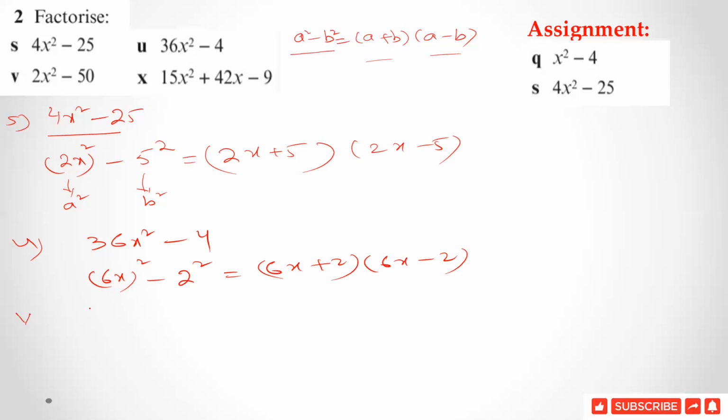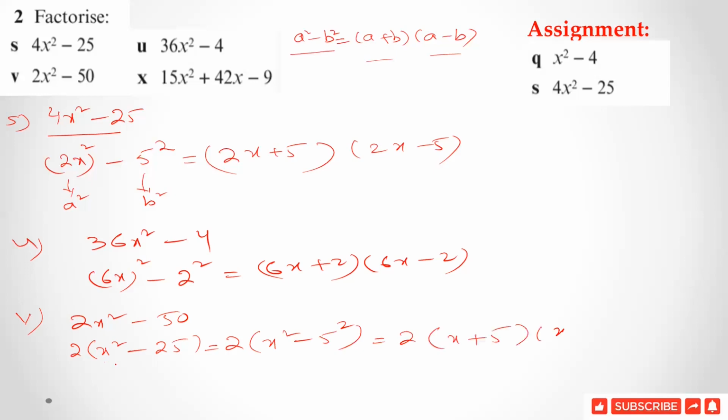This is another, a little different one. This is 2x squared minus 50. As we know that 50 is not a square number, we take 2 common from both terms. We get x squared minus 25, with 2 as it is. Here x squared means a squared, and 25 is equal to 5 squared. So x squared minus 5 squared. This is 2 times x plus 5 and x minus 5.